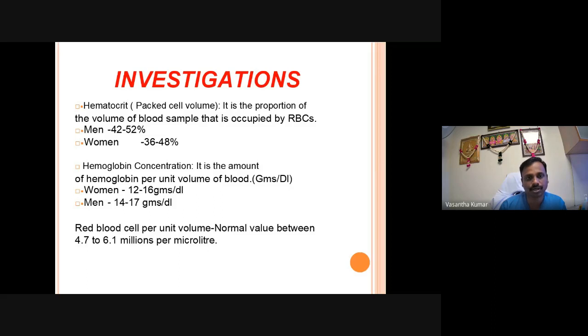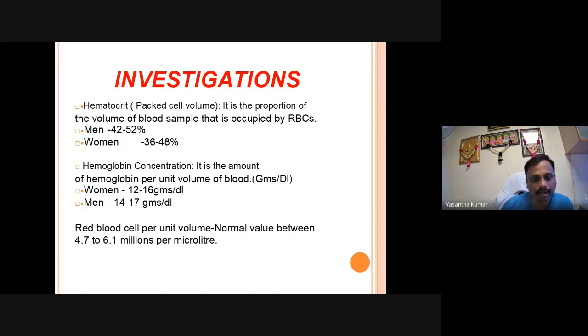It is the proportion of volume of blood sample that is occupied by RBC. So it is expressed in terms of percentage. For men, it ranges between 42 to 52, and for women it is 36 to 48%.